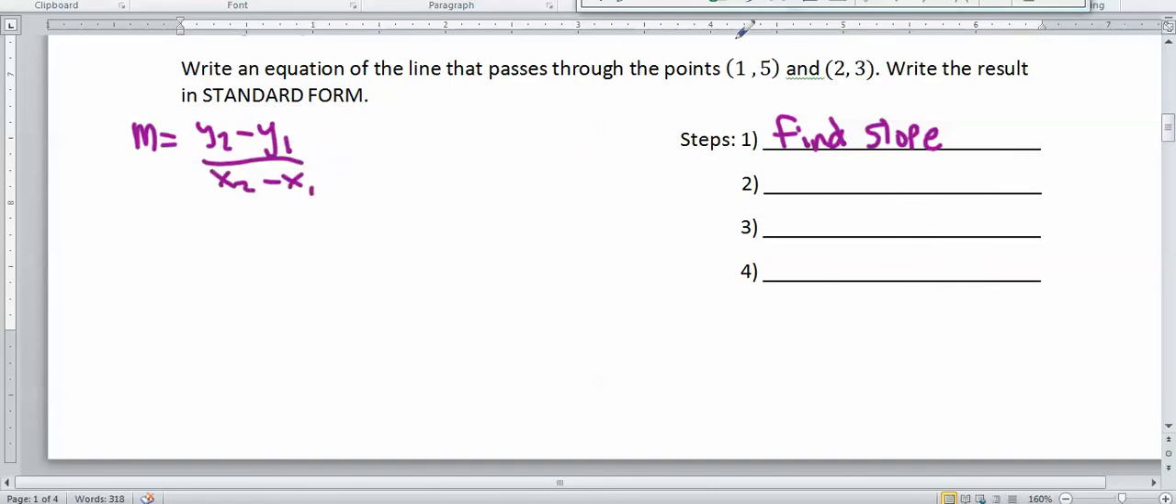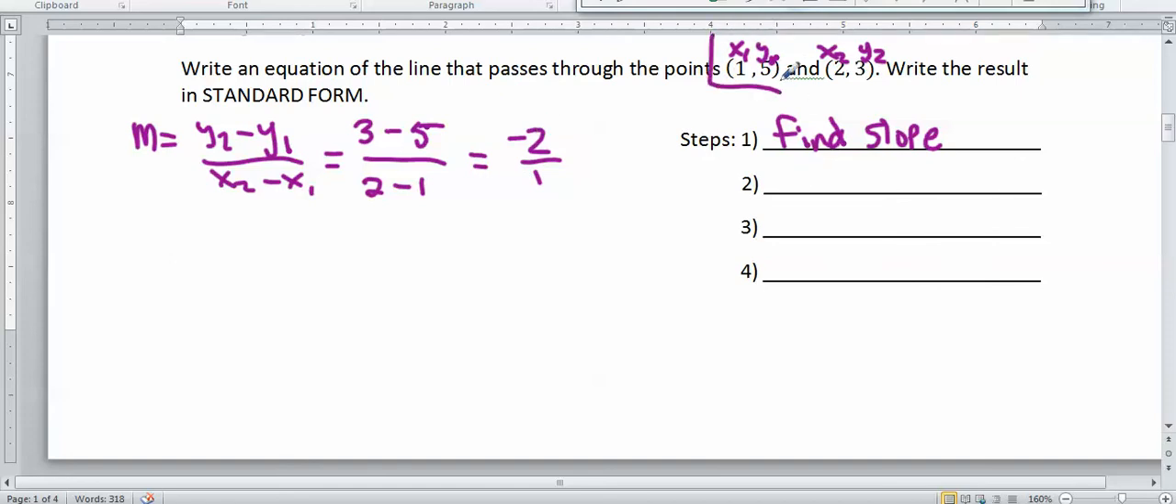We have plenty of practice with this. I have an x1, a y1, an x2, and a y2. Plug in that information. So we get y2 is 3 minus y1 is 5 over x2 is 2 minus x1 is 1. So we get negative 2 over 1. Alright, so that's my slope. Now I already even have my x1 and y1 identified.